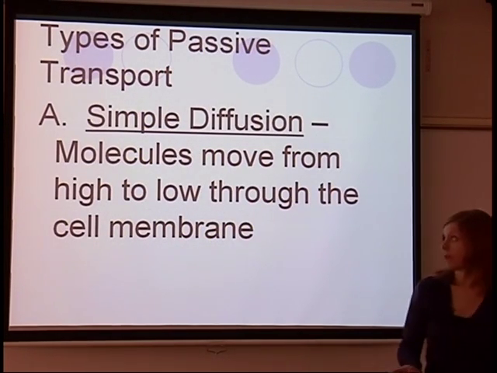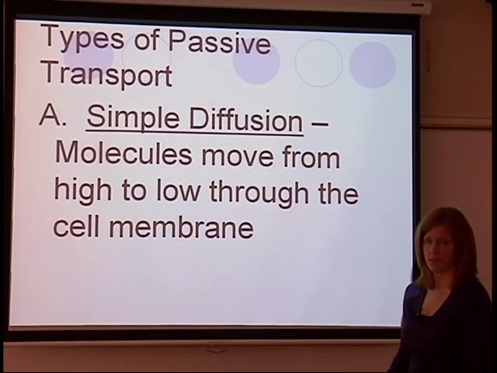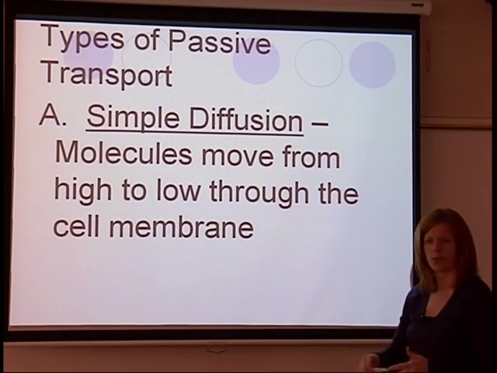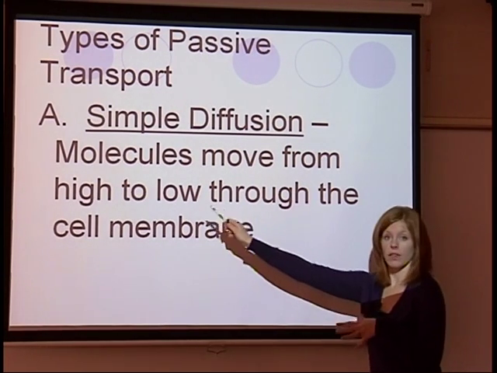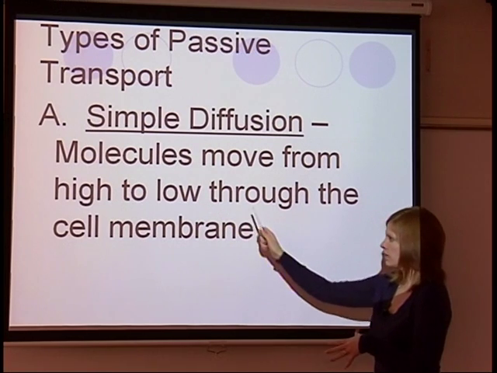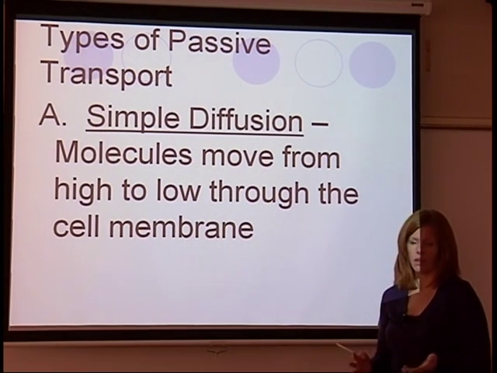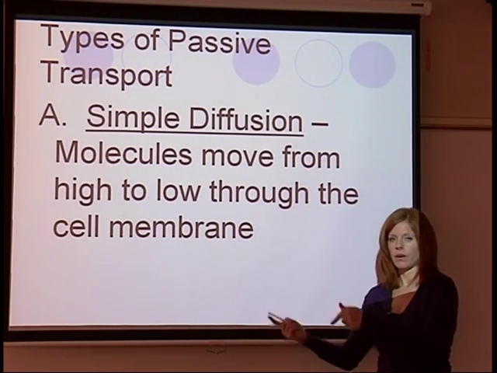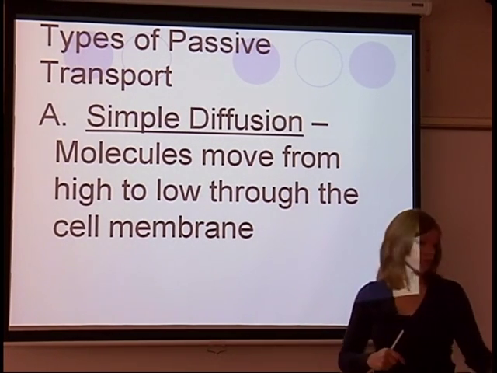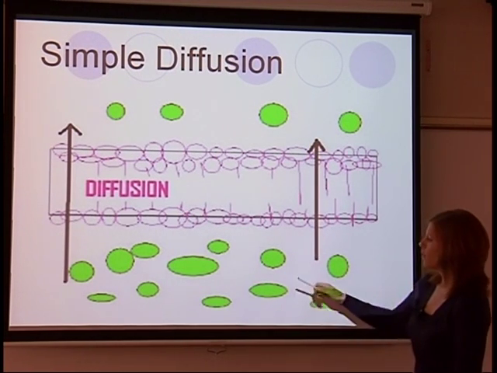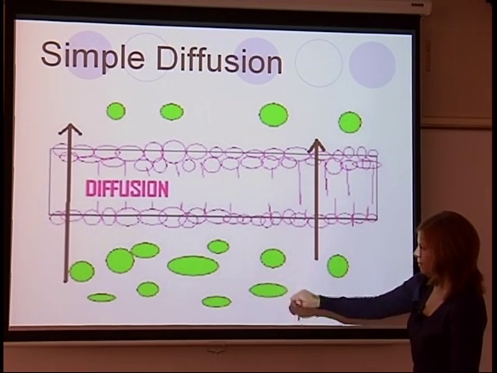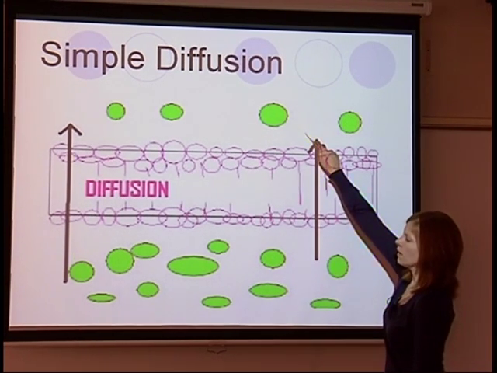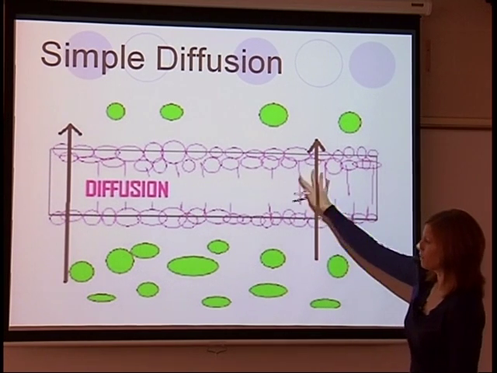Still considering passive transport, these are some types of passive transport. We have simple diffusion, which is where the molecules simply move from where there's a high concentration of them to a low concentration through the cell membrane. Again, it's going from where there's a lot of molecules to fewer molecules, either into the cell or out of the cell. And here's a model showing you. These green blobs represent the molecules, going from where there's lots of them to where there are fewer through the cell membrane here.